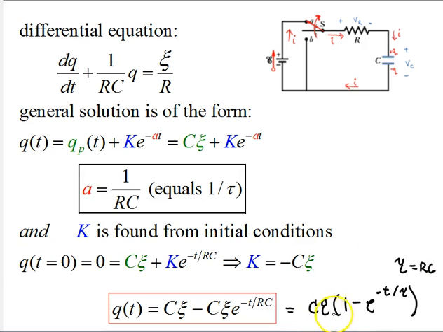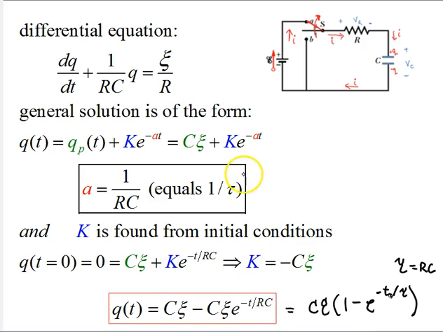When T goes to infinity, after a very long time, e to the negative infinity is 0. This term goes to 0. So the charge on the plates of the capacitor is the capacitance times the voltage across the EMF device. At T equal to 0, e to the negative 0 is 1, so 1 minus 1 gives us 0. We have an initial charge of 0. So we've satisfied both our initial and final conditions with the solution to our differential equation.